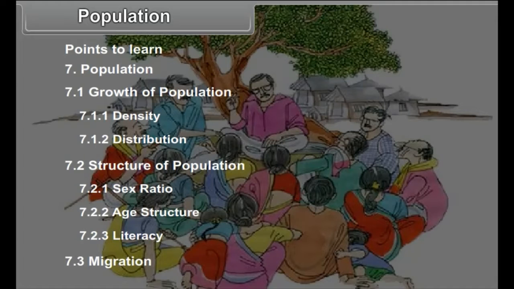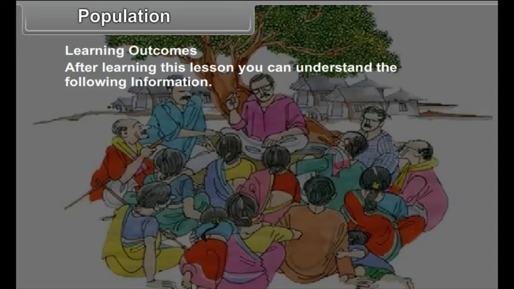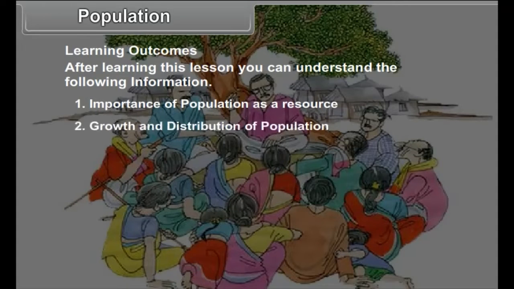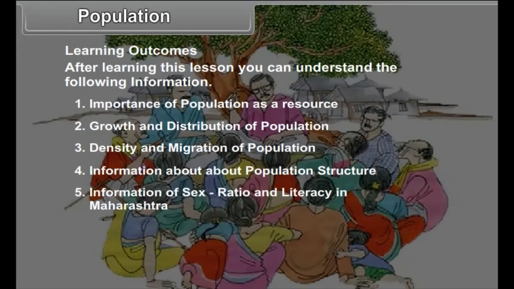7.3. Migration. Learning outcomes. After learning this chapter, you can get the following information. Importance of population as a resource. Growth and distribution of population. Density and migration of population. Information about population structure. Information of sex ratio and literacy in Maharashtra.